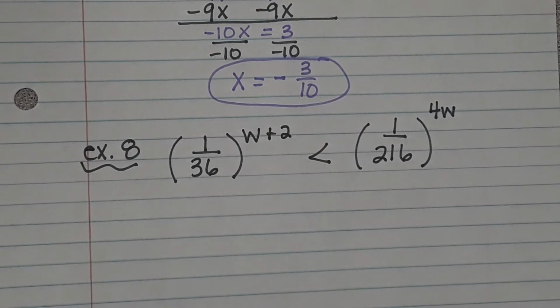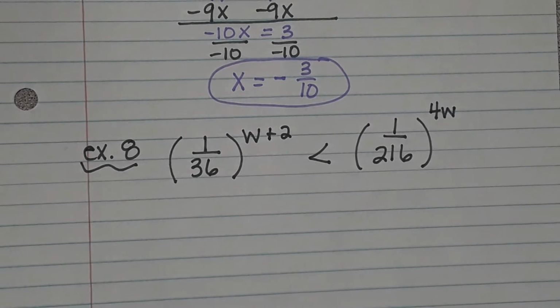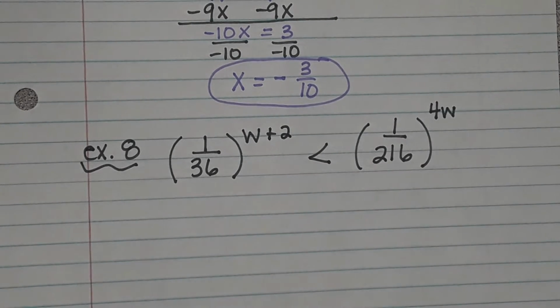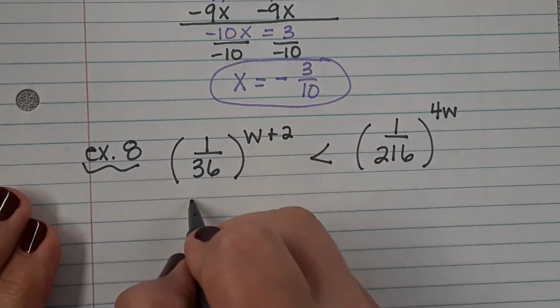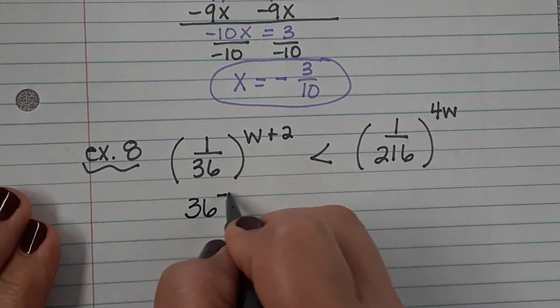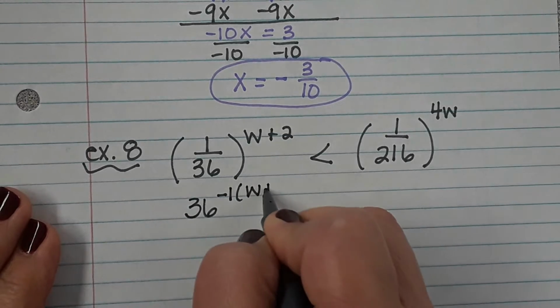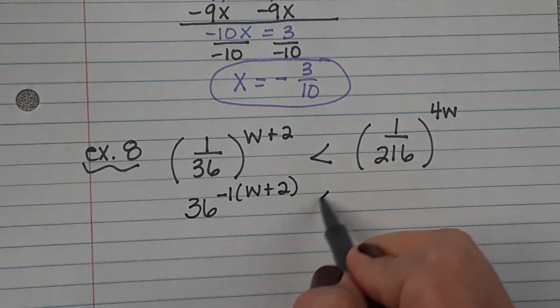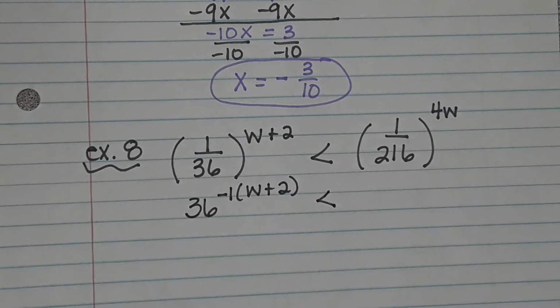Here we go. So the first thing I notice is what? Okay, I notice this. What do you guys notice? There's two fractions. No fractions. We need to rewrite the fractions. So how do I rewrite 1/36 as a whole number? 36 to the negative 1, and I have to multiply it by negative 1 times w plus 2. I'm going to leave the inequality. You guys, the inequality acts just like an equal sign.